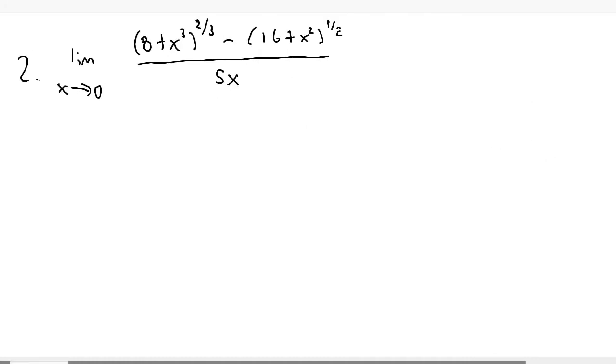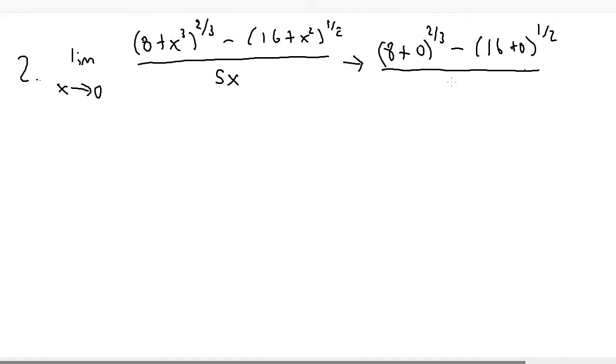So let's take a look at a little bit more complicated problem here. The limit as x approaches 0 of 8 plus x cubed to the 2/3 minus 16 plus x squared to the half power over 5x. So once again, I'm just going to do direct substitution. So when I plug in 0 for x, I get 8 plus 0 cubed, which is 0, to the 2/3 power, minus 16 plus x squared, which is plus 0 squared, which is 0, to the 1/2 power over 5 times 0.